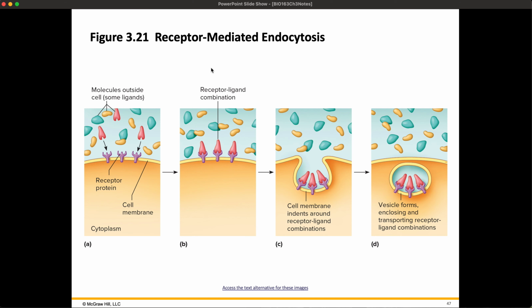This is receptor-mediated endocytosis. You can see these ligands floating around here. They bind to these receptor proteins, and that causes the vesicle to form, enclosing and transporting the receptor combinations. This might be a lipid-soluble hormone that will use this kind of pathway to enter the nucleus and cause protein synthesis.